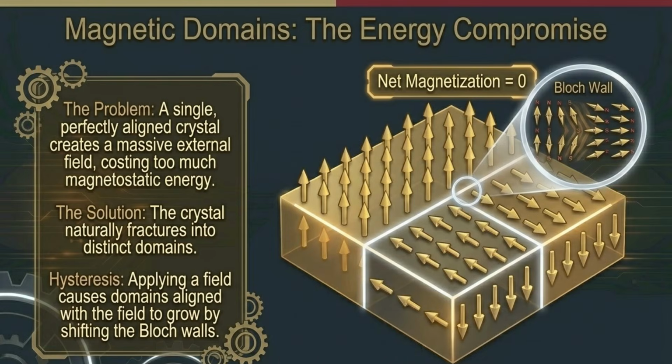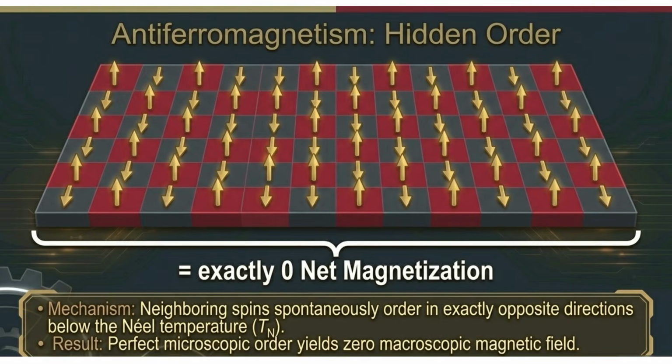Magnetic domains form to minimize magnetostatic energy, fracturing the crystal into distinct regions with zero net magnetization. Hysteresis occurs when domains aligned with an applied field grow by shifting block walls. Antiferromagnetism is characterized by hidden order. Below the Néel temperature, T sub n, neighboring spins order in opposite directions, resulting in exactly zero macroscopic net magnetization.